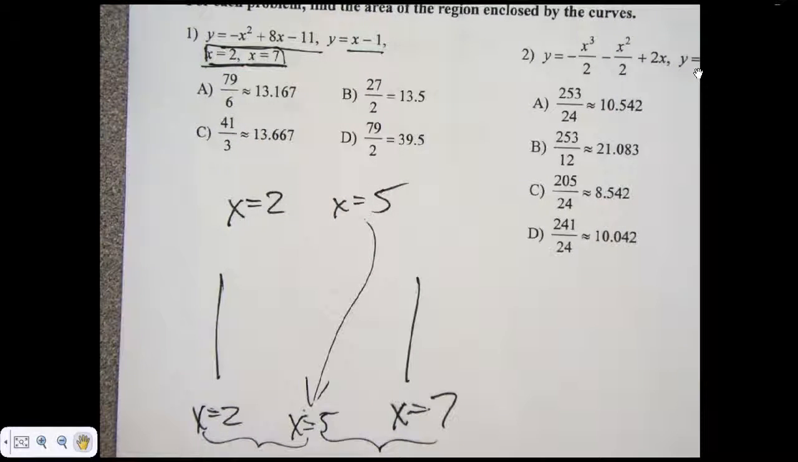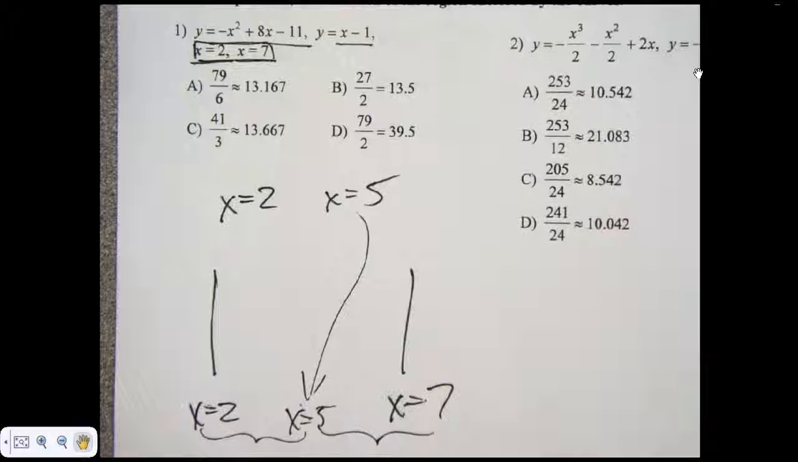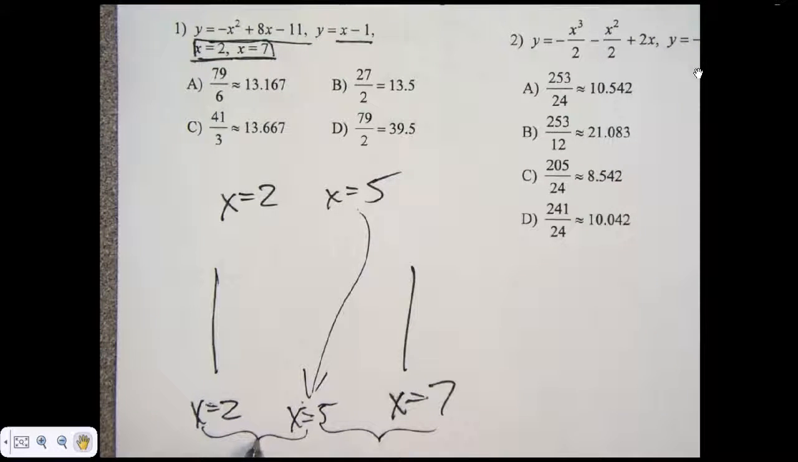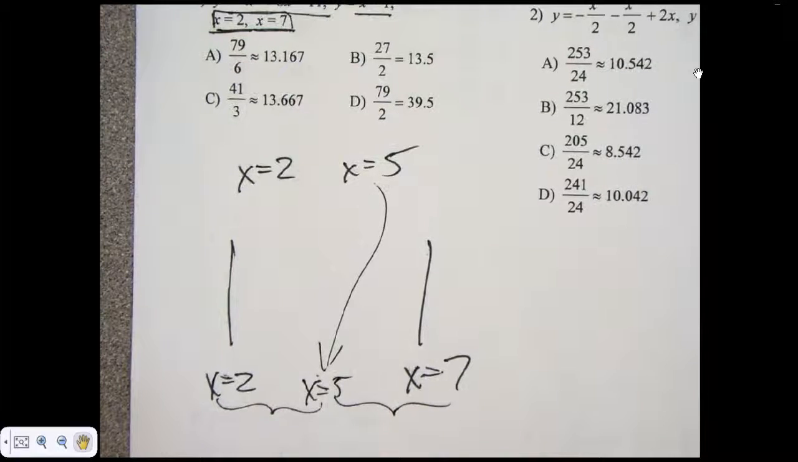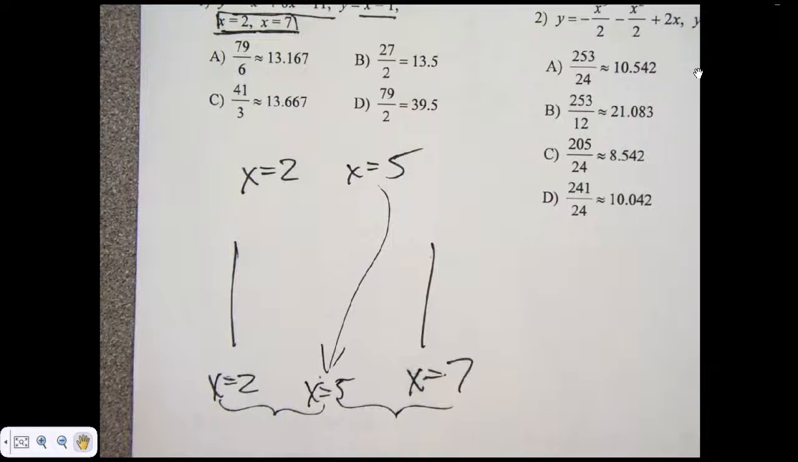If I'm wrong, what happens? It comes out negative. If it comes out negative, you know it's wrong, right? You can't have a negative area. So if this comes out to negative 10, you're just going to say it's 10. So one will probably come out negative, one will come out positive.